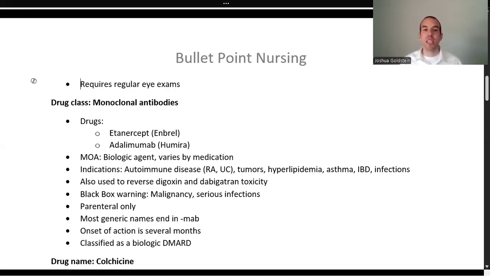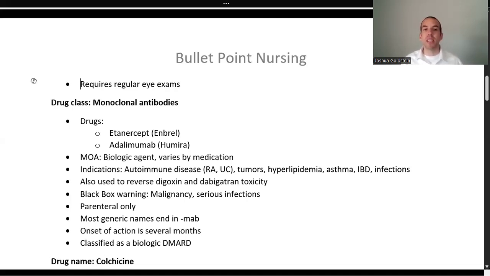These are still considered DMARDs, but these are a more complex type of DMARD. These are biologic DMARDs, but the drug class here is monoclonal antibody. The drugs we're talking about, you probably recognize some of the brand names such as Humira. Fun fact, Humira is the most profitable drug ever, up to this point, at least in mid-2025. The mechanism of action is that these are biologic agents, and we're not going to go into detail in any of the monoclonal antibodies and how exactly they work. It's very complex, and it's not tested on in RN school.